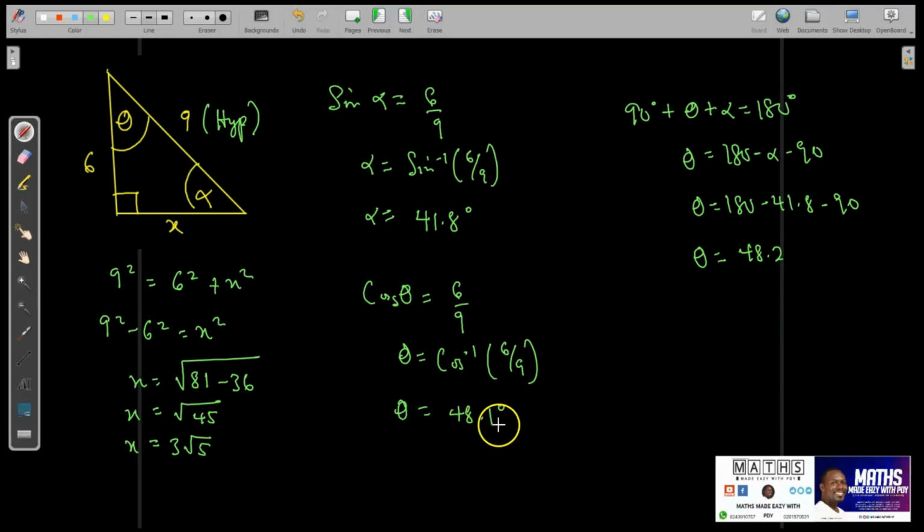Was it 19 or 15? Can you tell me so that I can write it well? 48.1896851. All right, then we should have written it as 48.2 degrees so that it pairs up rightly with this.